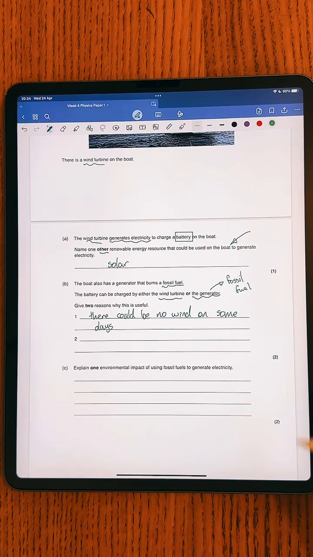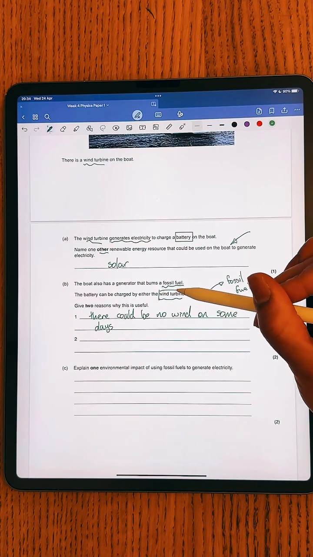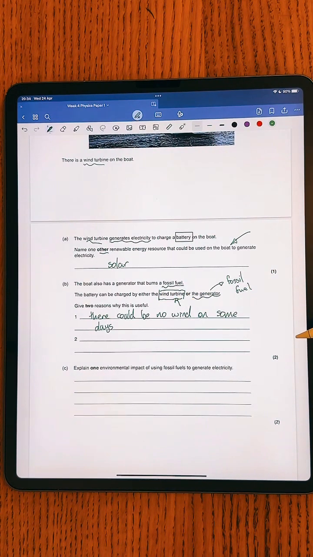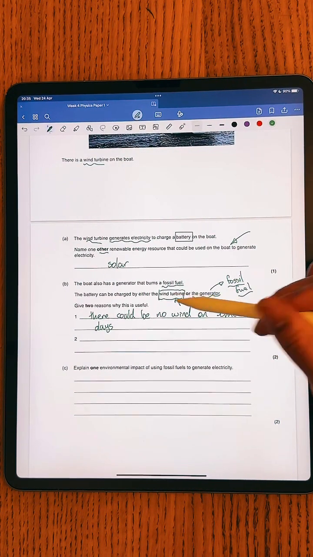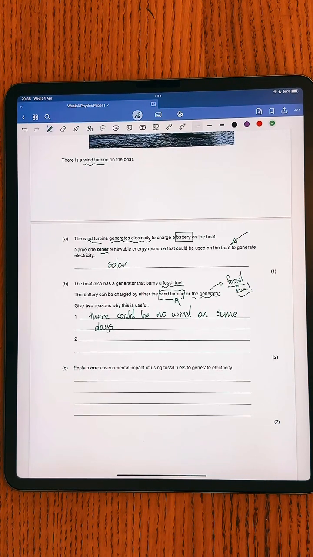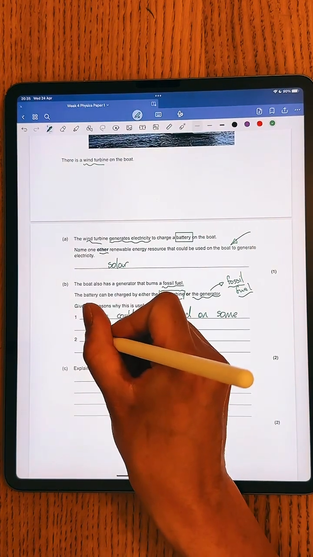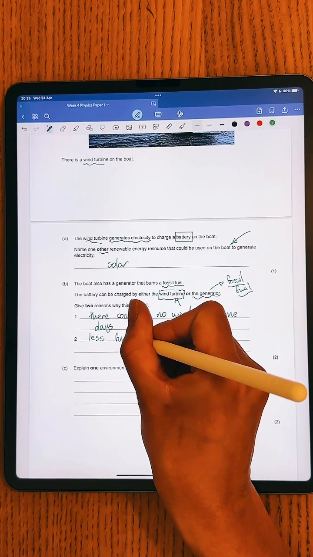And then a second reason. So we've explained what would happen if this ran out. If there was no wind, then what we can do is we can use the fossil fuel. Why is the wind turbine useful? So the fossil fuel is useful because on some days there'll be no wind. Why would the wind turbine be useful? Because it means that you don't need as much fossil fuel, right? Because if there was no wind turbine, you'd be using much more fossil fuel. You'll be burning much more fuel. So the fact that you also have a wind turbine means you can use less fossil fuels. You can say less fuel can be burned.